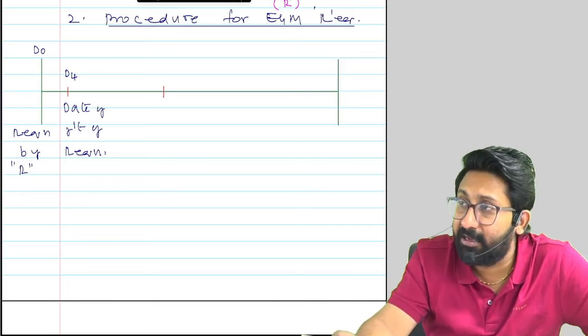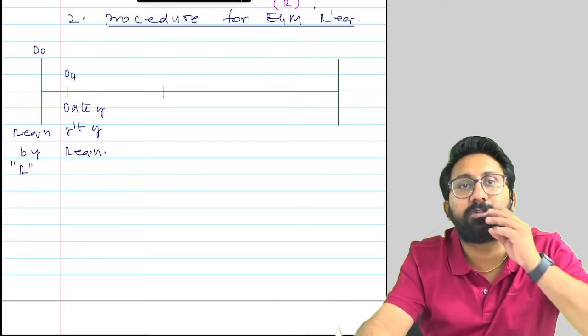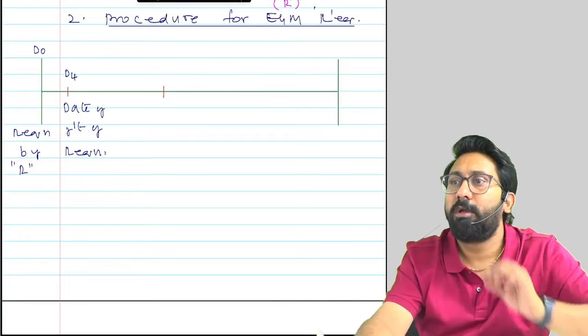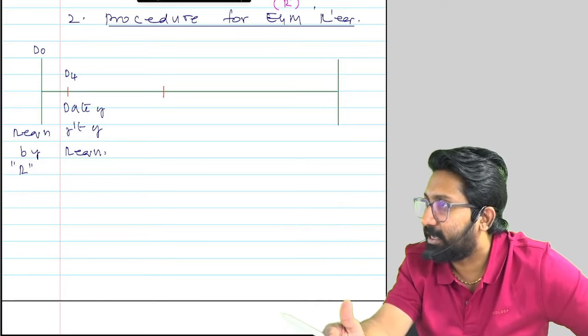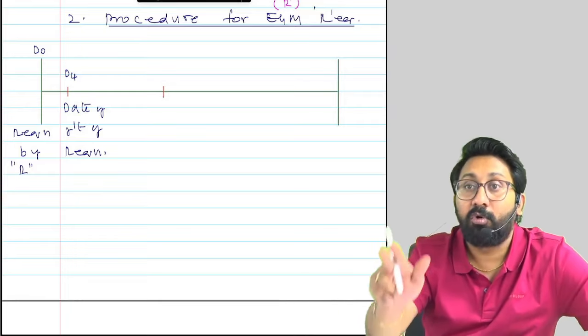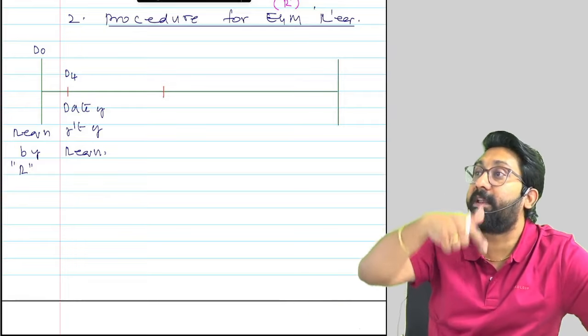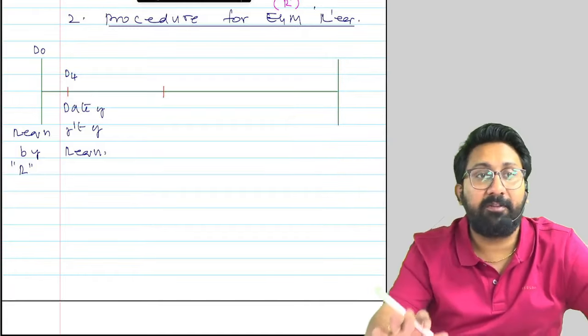It is received by the board of directors. Once received, they should not sleep. What should they do? Proceed to call an EGM within how many days? 21 days from the date of receipt of the requisition, and to conduct the meeting within 45 days.